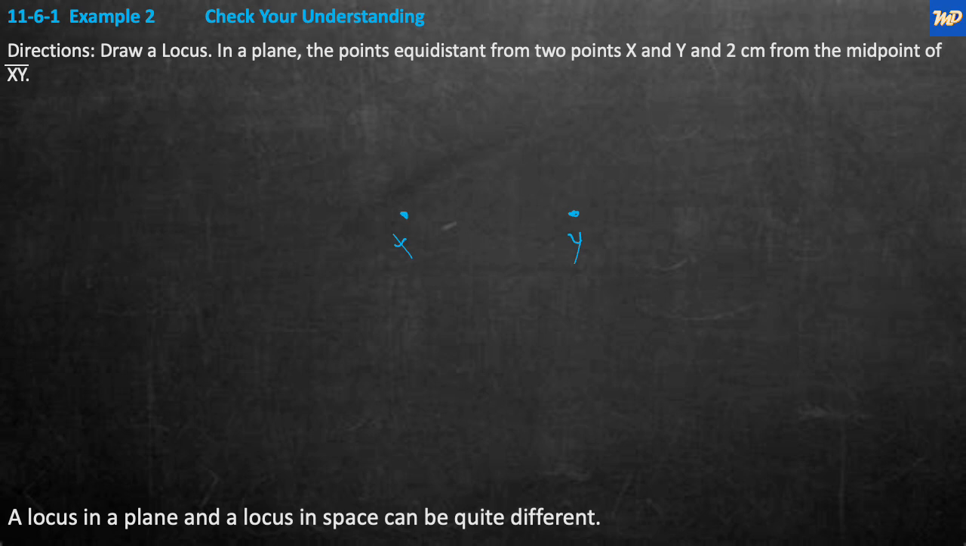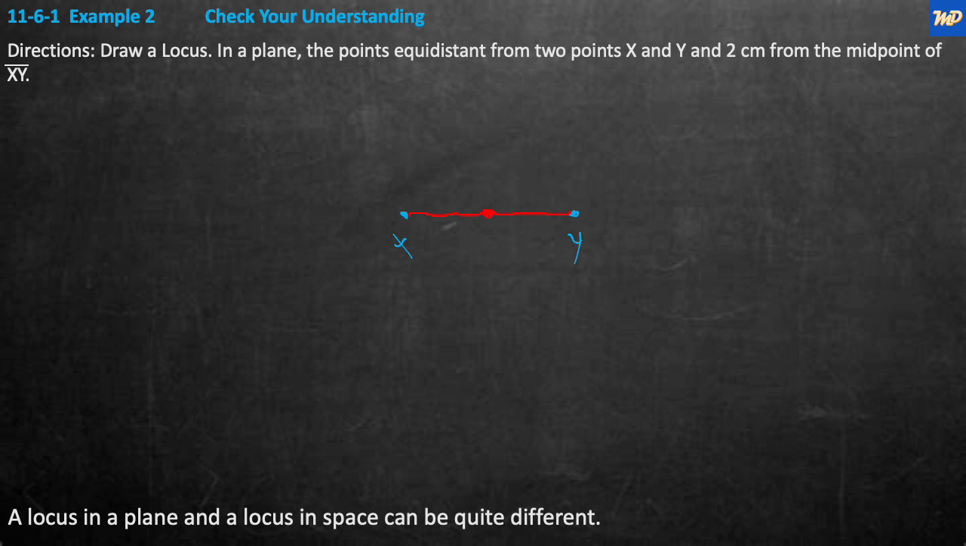From 2 points x and y and 2 centimeters from the midpoint. Well, where's the midpoint? I'm going to change to red. I'm going to say the midpoint's somewhere around here. I don't know exactly, but somewhere like that, halfway between them. It says the midpoint of xy. Well, there's a line segment we're talking about now, so we're getting a midpoint here. Here's the segment. Here's the midpoint.